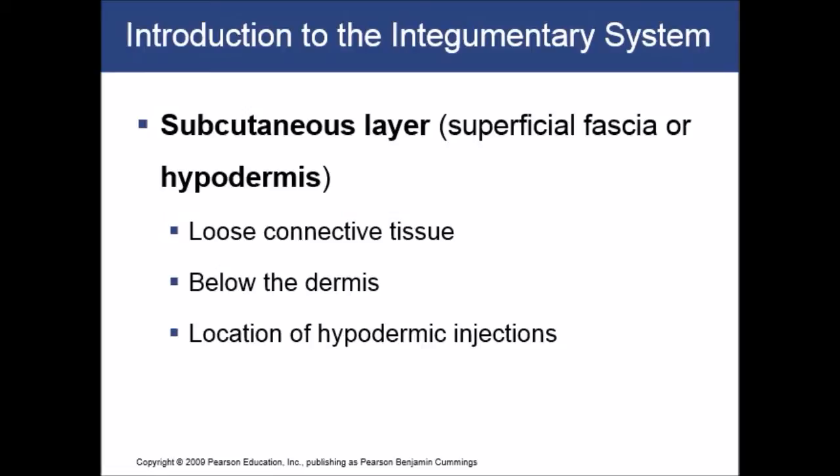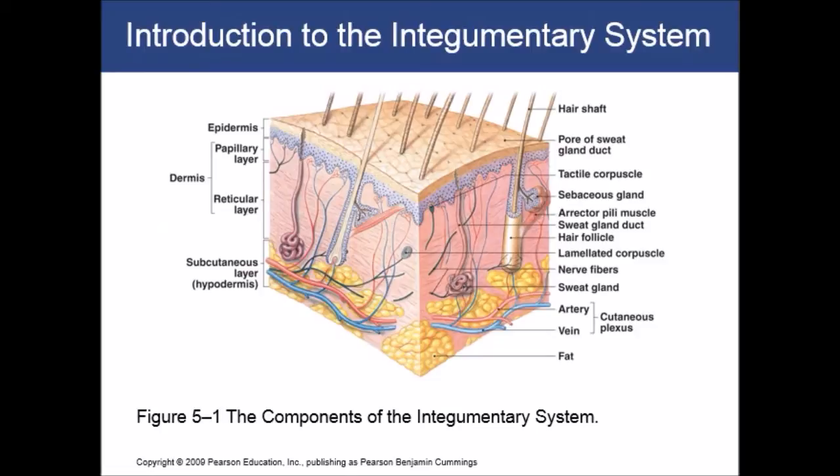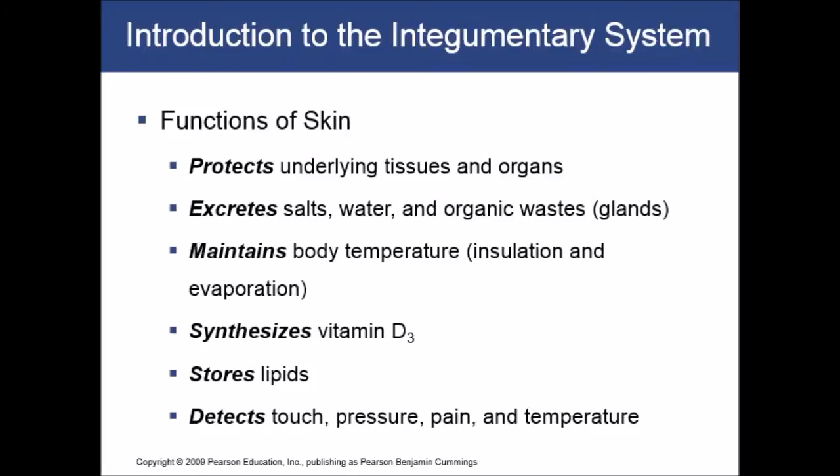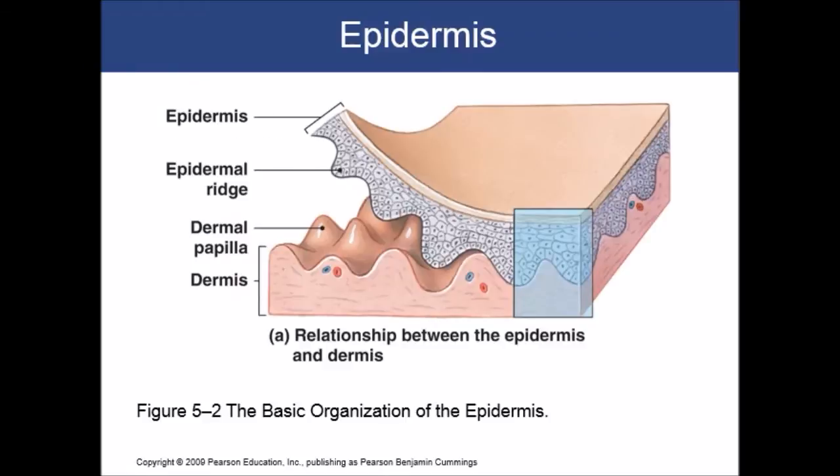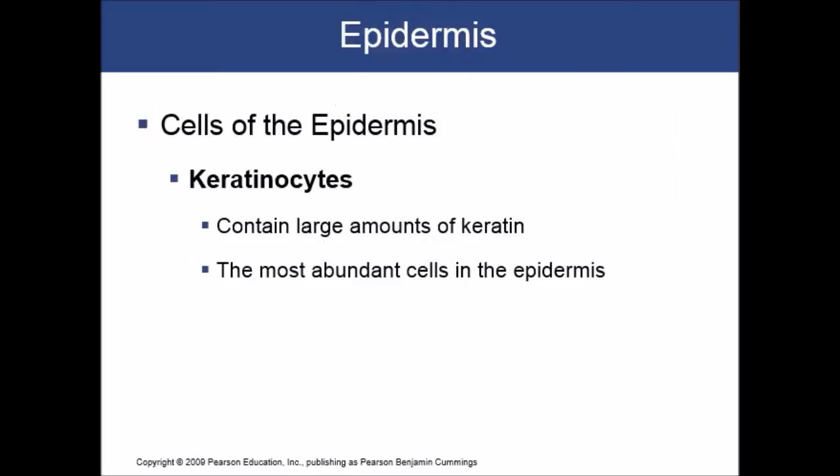So the subcutaneous layer is also called the hypodermis, and this is the location of fat and injections. Functions of the skin, you need to remember those. Epidermis is avascular, stratified, so how do you get the oxygen? This is something important to know. How the dermis and epidermis fit together, and what the epidermal ridges do, which is the fingerprints.